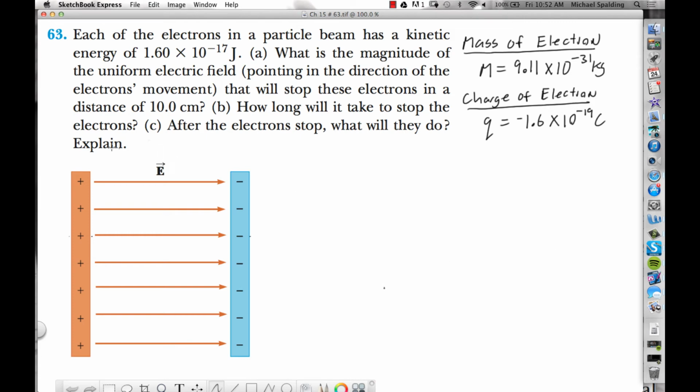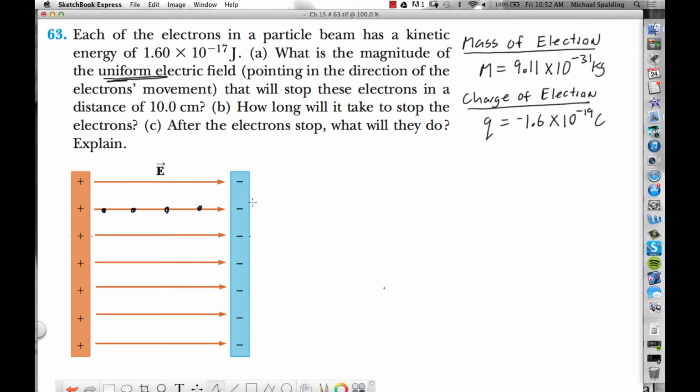Okay, in this problem, we have a uniform electric field. Uniform electric field simply means that the electric field stays constant from one point to another. So look, the electric field here, here, here, here, it's the same. It doesn't change. The only place you're going to find that is between oppositely charged parallel plates.